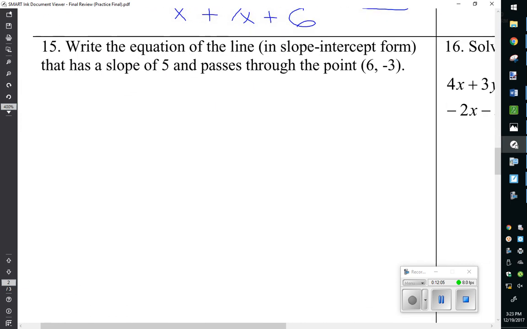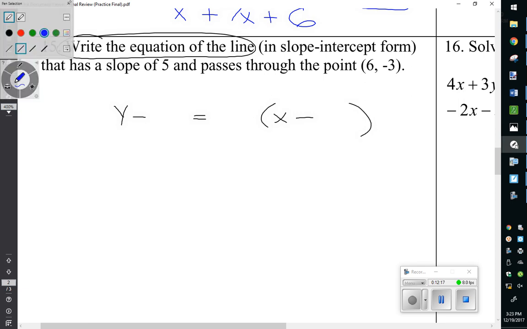Write the equation of the line. As soon as you read write the equation of the line, you know that you're going to use point slope formula. Remember what's going to go on here? You are going to put your x values with your x. You're going to put your y values.